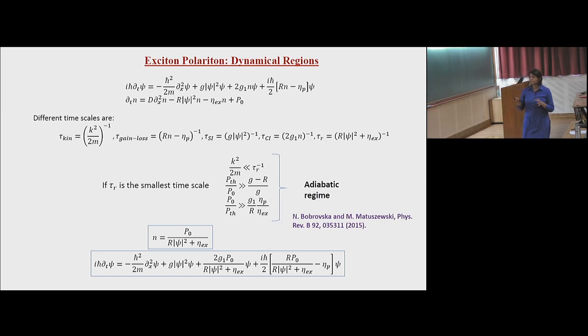So if the reservoir time scale happens to be the smallest time scale in the dynamics, then we can get these inequalities, and it is possible to adiabatically remove the reservoir from the equation of motion. So instead of these coupled equations, we can reduce to a decoupled equation of the condensate. And this regime is identified as the adiabatic regime. If any of these inequalities are not valid, then it is called the non-adiabatic regime. For our case, we have chosen the non-adiabatic regime, stating that all these inequalities are not valid.